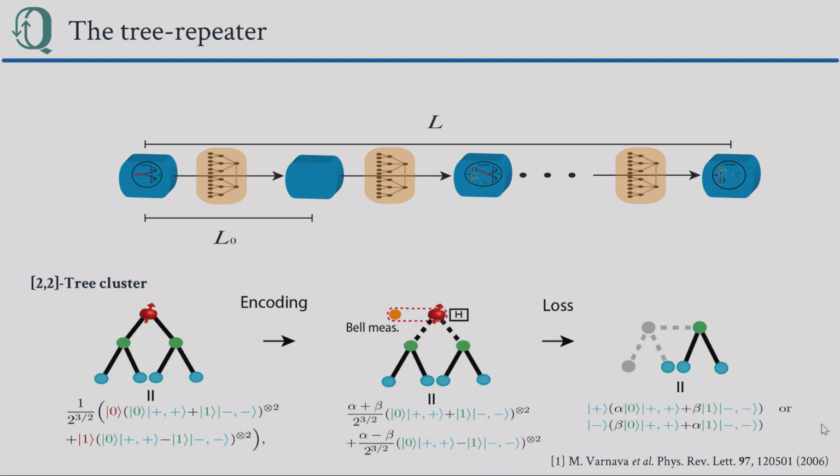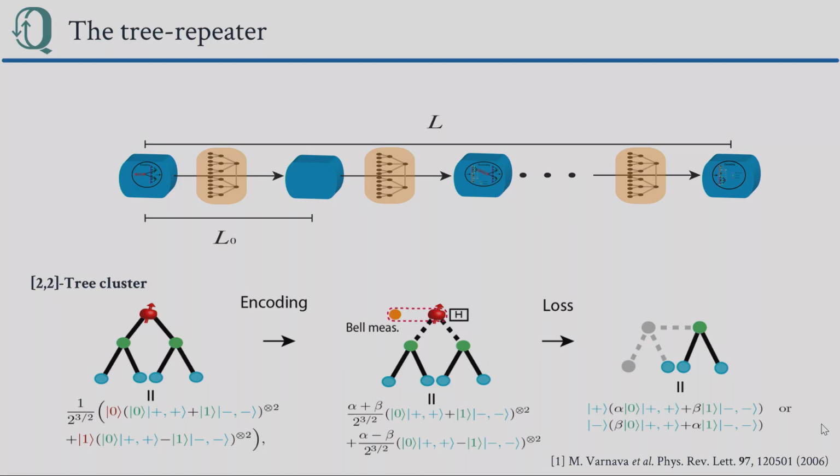When you encode, you do a Bell measurement between some qubit that you want to encode, here the orange dot, the spin, and that brings you to this state here. So this qubit that I encoded, I imagine that it was in some superposition alpha 0 plus beta 1. So now I've encoded it in the tree. If I lose something, so here I imagine that I lost these two photons to the very end here. You can see that if I measure the final blue photon that is left on this one branch, I can still retrieve the information that I encoded here.